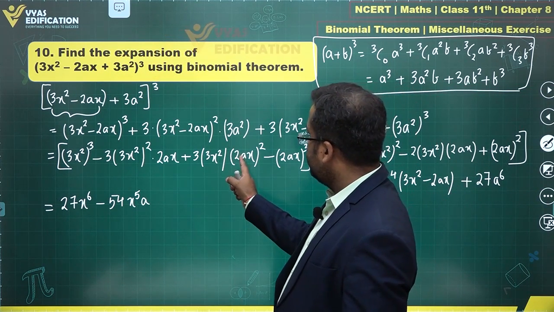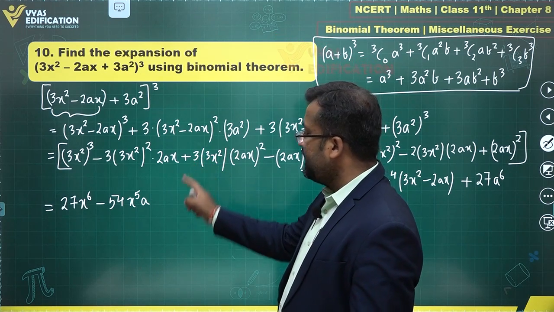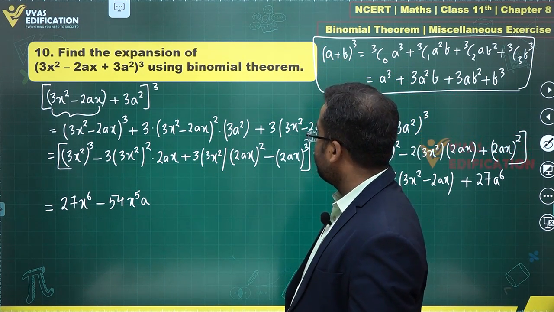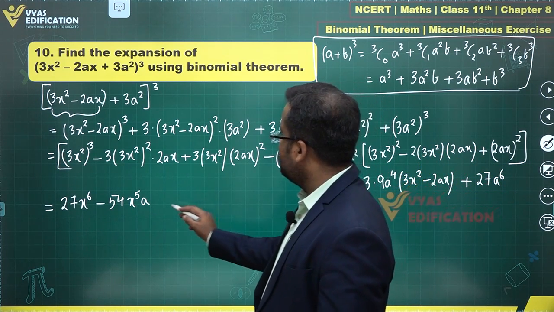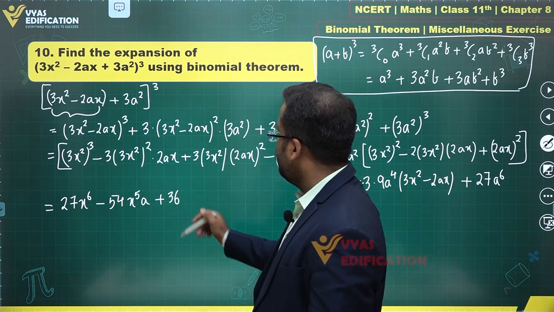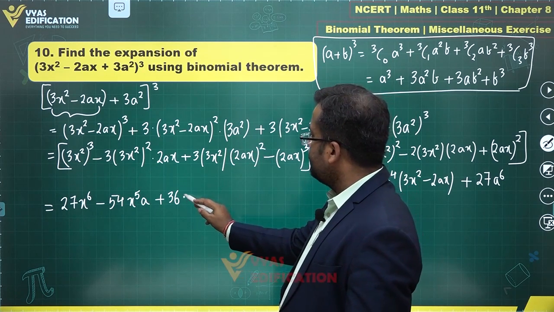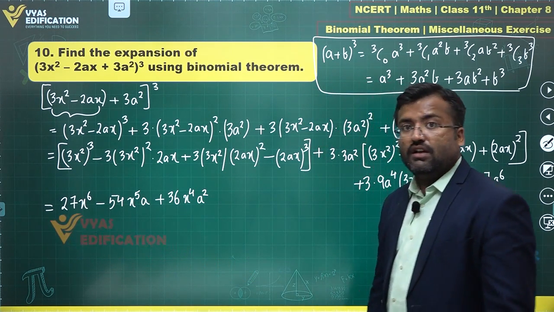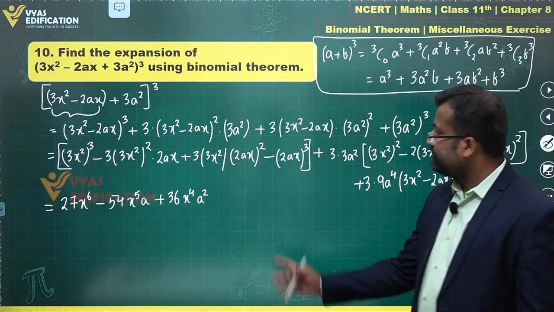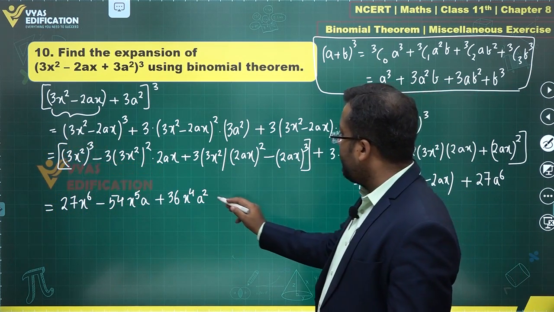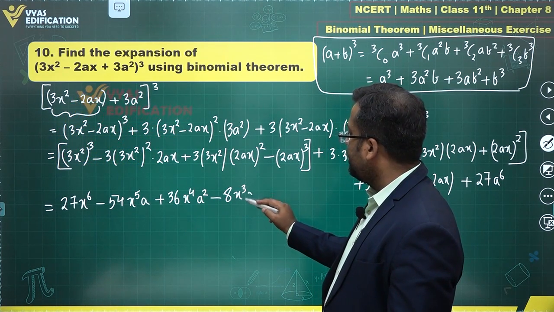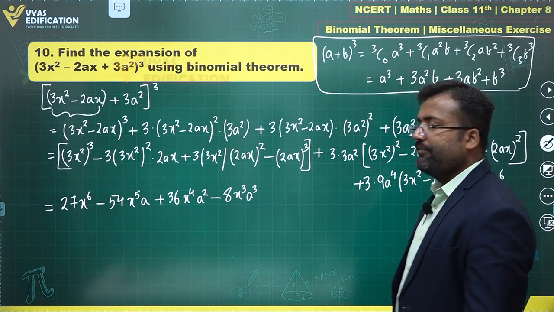What is this? This is 2 squared, 4. 4 times 3 times 3. 4 times 9 is actually 36, right? 36 times, there's an x², there's an x², this becomes x⁴, then there's an a². This is what you get, right? What next? This is a minus, 2³ is 8, then there's a³ and x³. x³a³ is what I'll get over here.